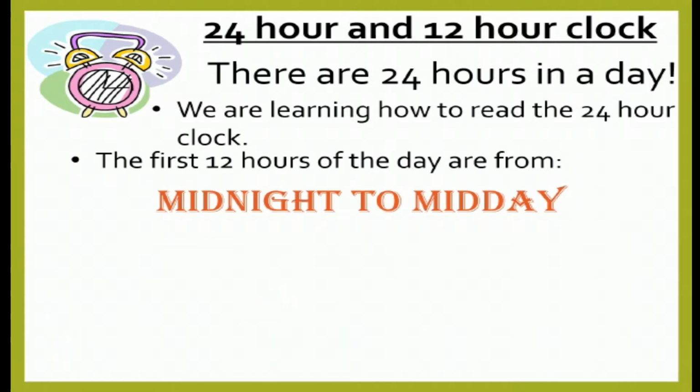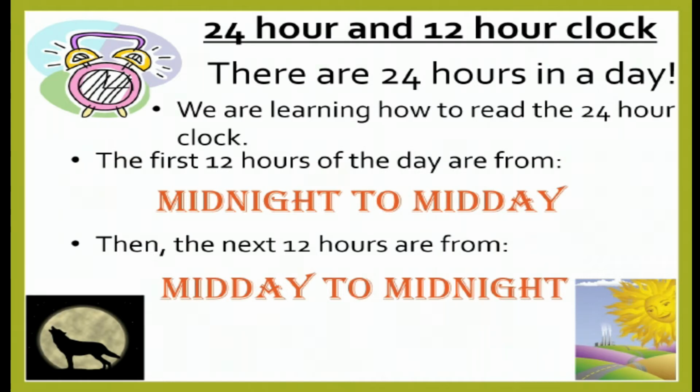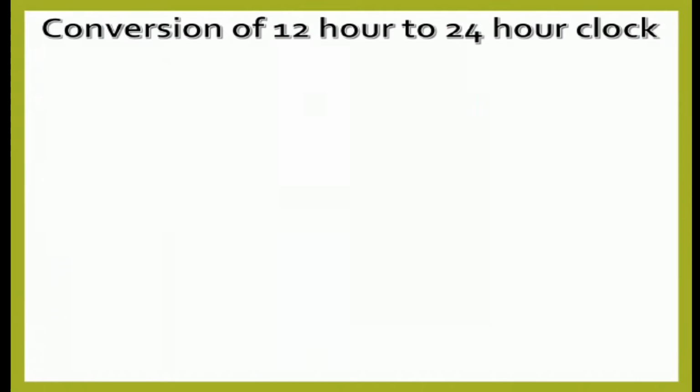So you all know there are 24 hours in a day, out of which the first 12 hours are from midnight to midday, that is 12 midnight to 12 noon. The next 12 hours are from midday to midnight, that is from 12 noon to 12 midnight. Now let's see how to convert a 12-hour clock to a 24-hour clock.